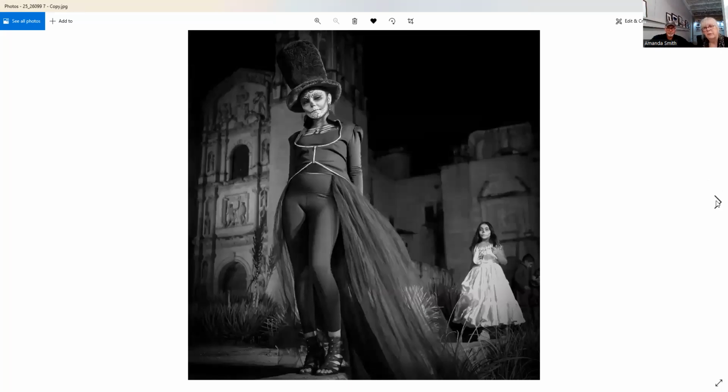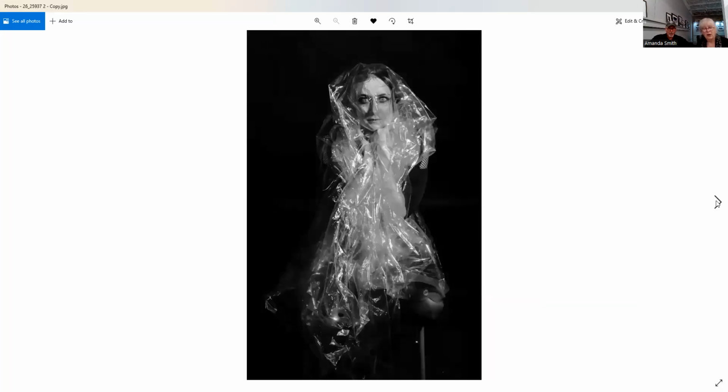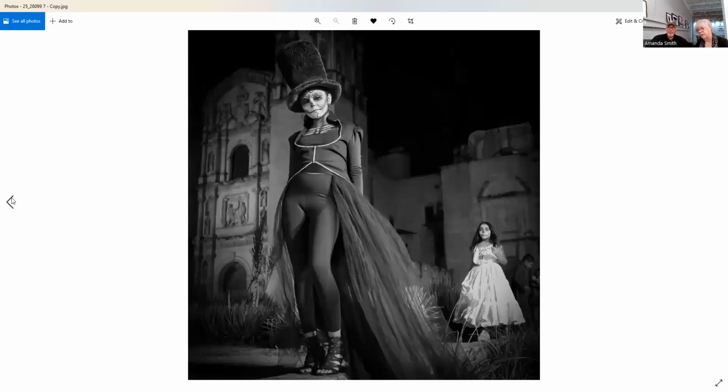This is by Deborah Cole. Deborah lives right down the road from us in Austin, although this was taken in Oaxaca. During Day of the Dead. The title of the image is Black and White, and it is part of the 27. Nice. Oh, she wrote something. She did. It's this part right here.